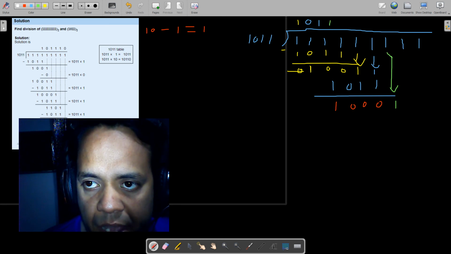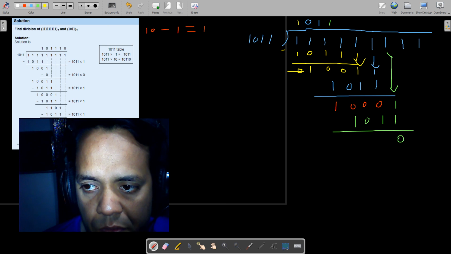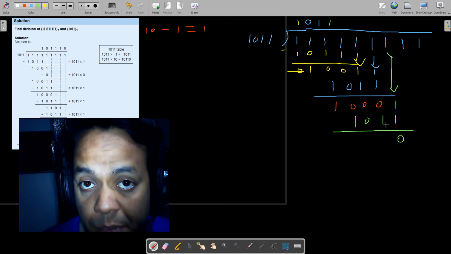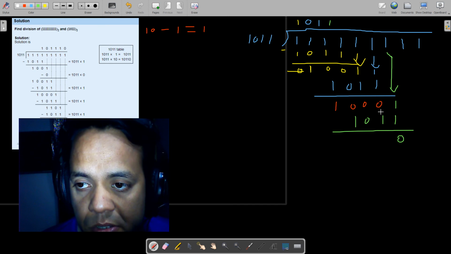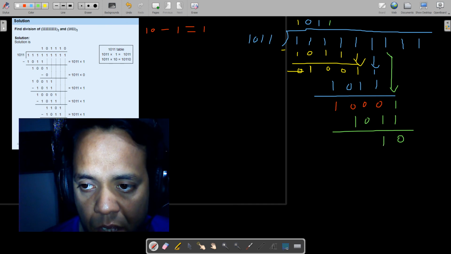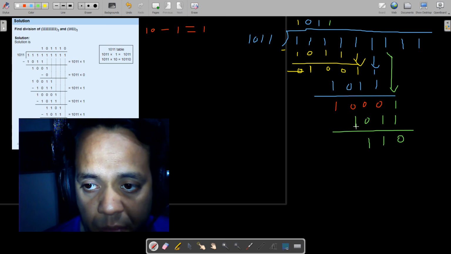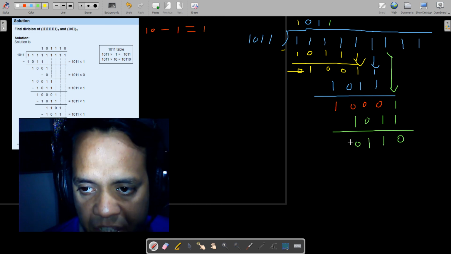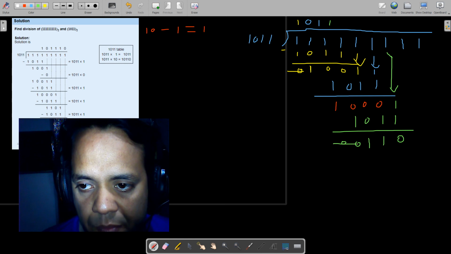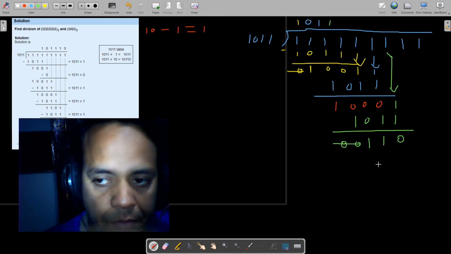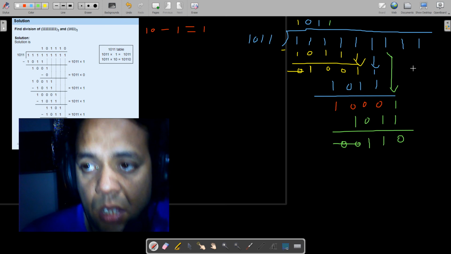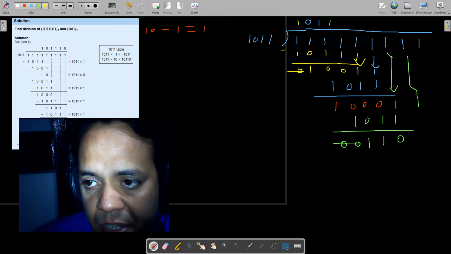It will go again 1 times. So 1000, the divisor 1011. 1 minus 1 is 0. We know the binary subtraction very well. I explained it very well in the question B recording also. So 10 minus 1 is 1, 1 minus 0 is 1, 1 minus 1 is 0, and this was already 0. So the leftmost things we don't want. Now I got 110. So I will take down the next bit. Yes, the next bit 1 has come here.